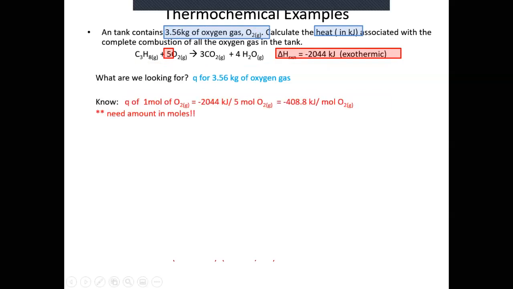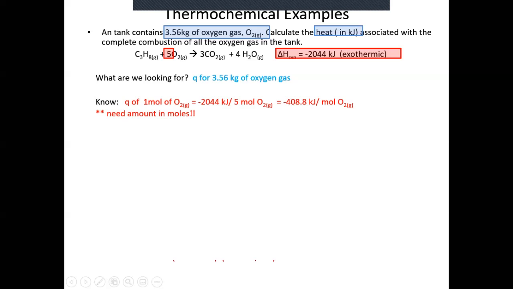So what do we know? We know that for every 1 mole of O2, we take the delta H and divide it by 5 moles of O2, and we get the amount of heat that is produced by 1 mole of O2. Because again, 5 moles of O2 produce this much heat, and we want to know how much heat is produced from 1 mole of O2. So we take the 2,044 kilojoules divided by 5, which is the coefficient of that reactant, and we get how much heat is produced from 1 mole of O2.